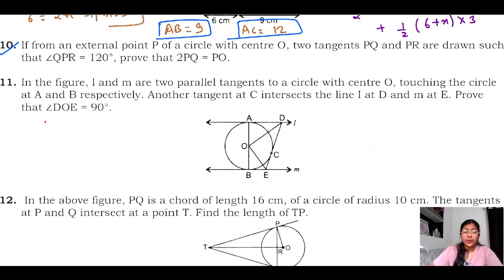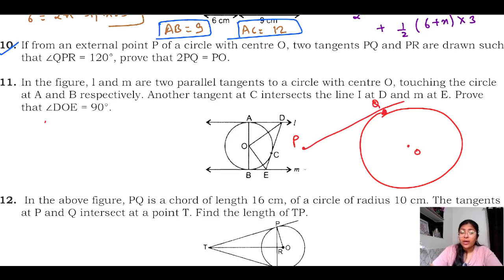From an external point P of a circle with center O, two tangents PQ and PR are drawn such that angle QPR is given, this total angle is given as 120 degrees. We need to prove this relation.